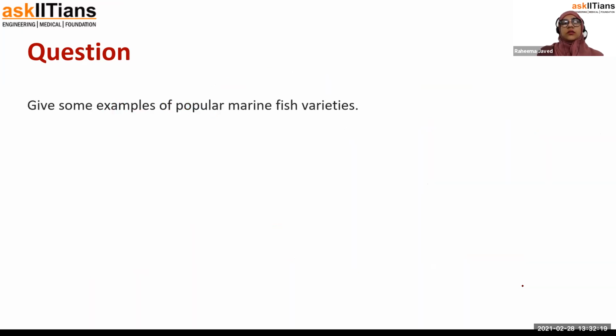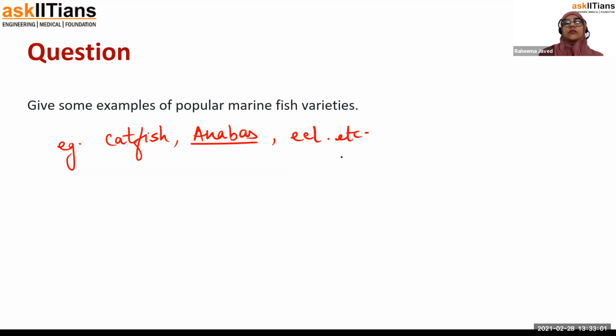Let's move on. Here we have to give some examples of popular marine fish varieties. There are so many marine fish varieties. Like there is catfish, and there is anabis. Anabis is the scientific name, that's why I am underlining it. Then there is eel. Three examples are enough, and you can write more examples.